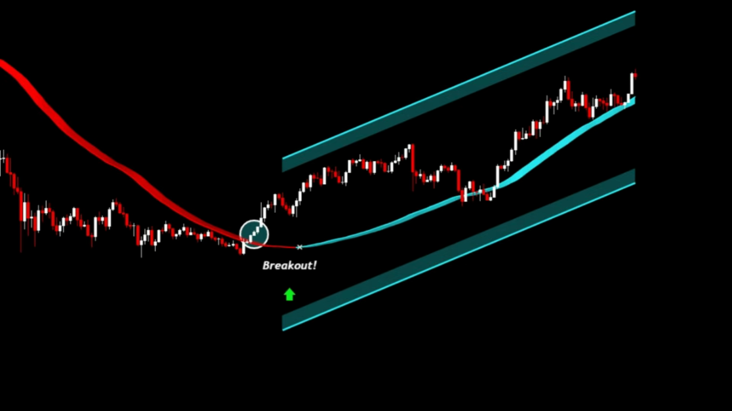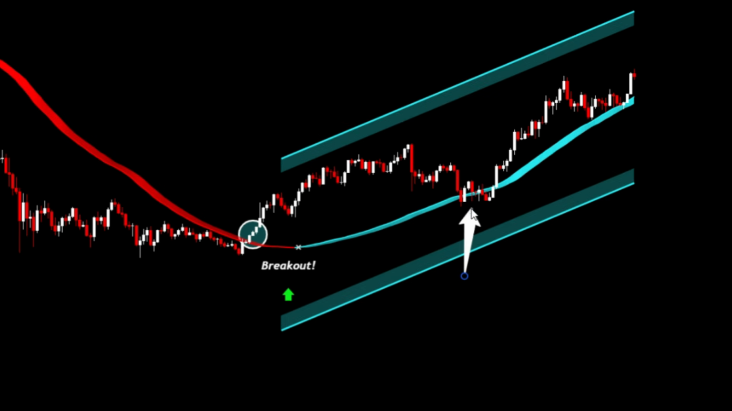What's especially interesting is what happens during the trend. Price pulls back towards the channel's midline, but instead of breaking below it, the market respects it as a support and continues higher. That means the middle line isn't just helping identify trend direction, it can also act as a potential area of interest during the pullbacks.